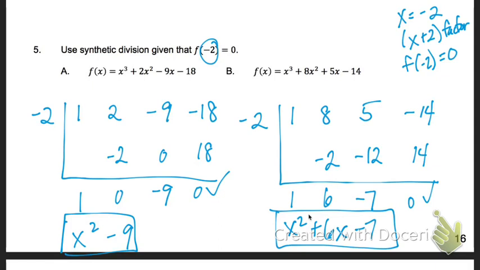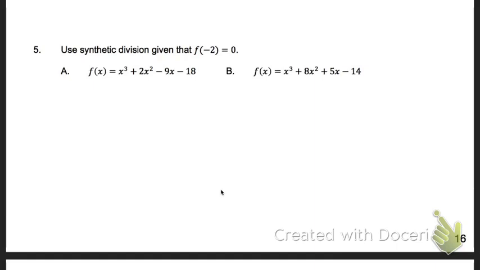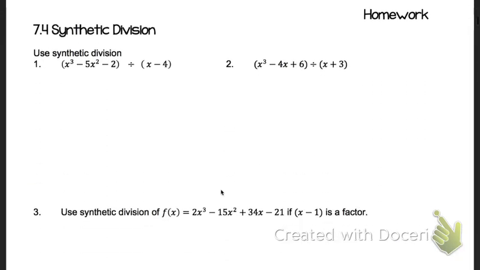I want to do one example where maybe a number is skipped or it doesn't have a certain degree. So if you go to number 1 on the homework, yeah, let's do number 1. So in this case, dividing by x minus 4, so what number goes in the box? 4. My highest degree is x to the third, so I have 1 x to the third, -5 x squared. The next one would be x, but I don't have one, so I must put a 0 here. There's no x. And then -2.